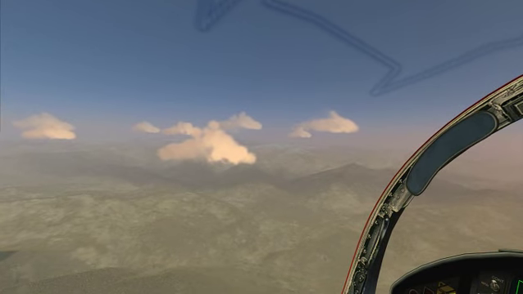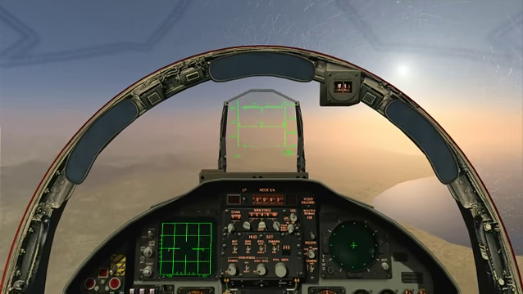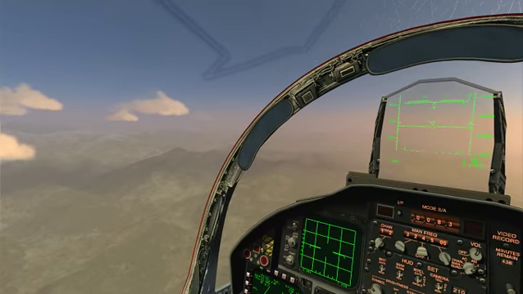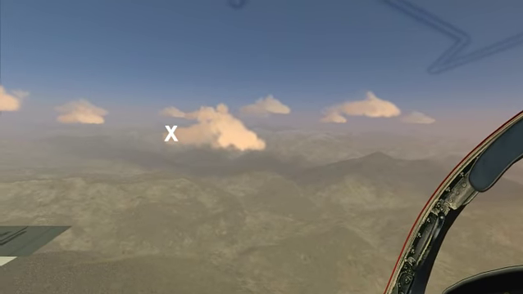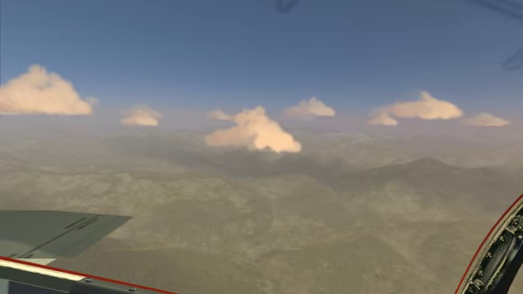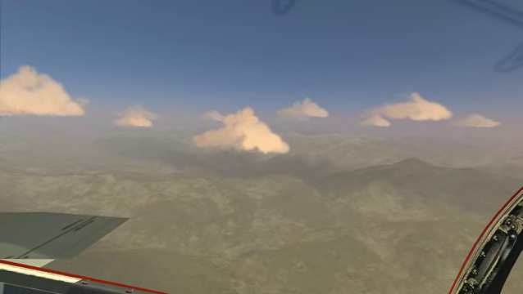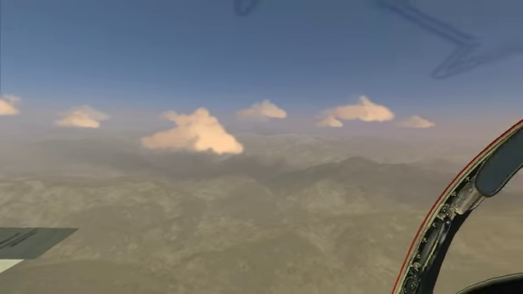By the way, your canopy rail falls at roughly 30 degrees left and right of your nose. So 60 degrees right or left is about halfway between the canopy rail and your wing. If you're ever trying to get a visual on a contact, it helps to know where to look.